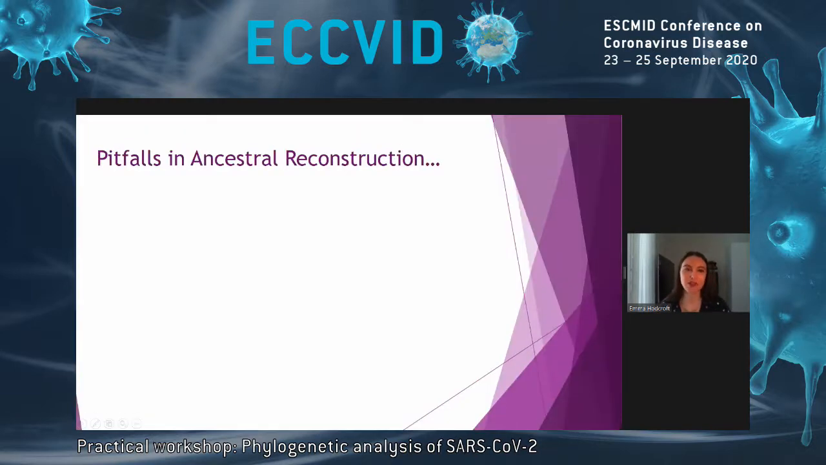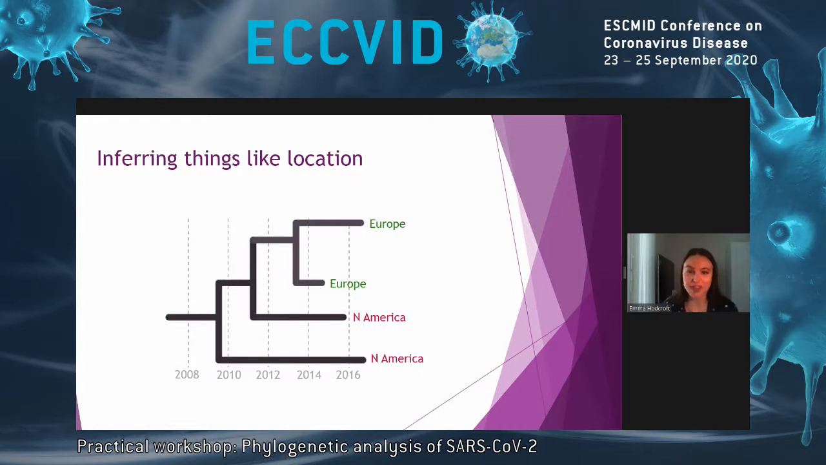And I'm just going to talk a little bit more about some common pitfalls, or things that can be tempting to do, when you're looking at reconstructed trees. So in particular, with regard to ancestral reconstruction. Just to remind ourselves what that is: that's when we know where samples were taken in the world, and then we can try and infer back in time on the tree where their ancestors came from.